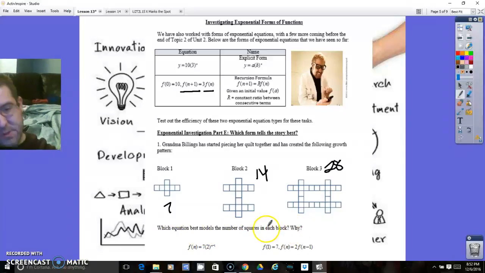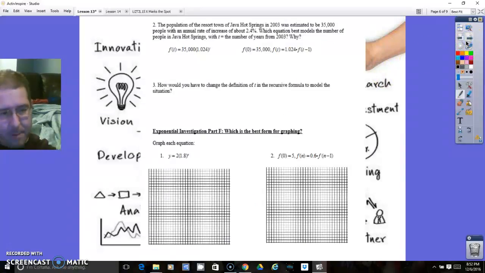Best models the number of squares. This is what I would use to find the number of squares. This is really just the pattern. So I would want to use the explicit because I can, once again, like the last question, put any number in for X and find the answer.